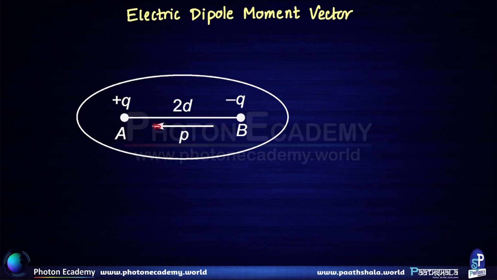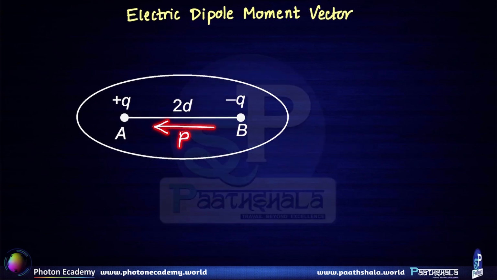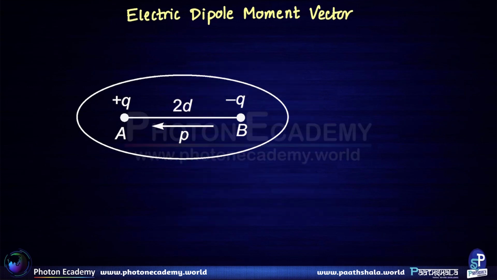The dipole moment vector is the vector that goes from the negative charge to the positive charge, and it is labeled by lowercase p, or small p. The distance between the two charges is typically taken as 2d and not only d. Only d is not the distance between the two charges. 2d is taken as the distance between the two charges.